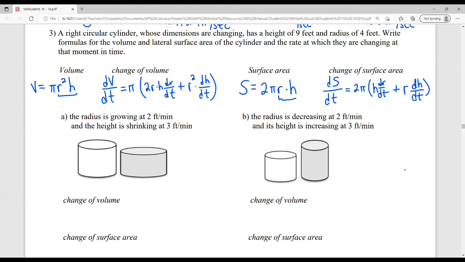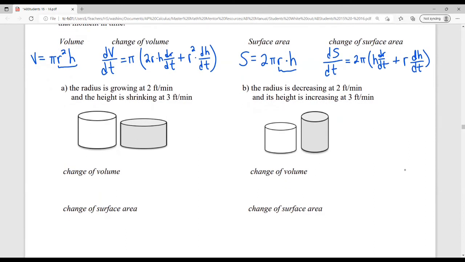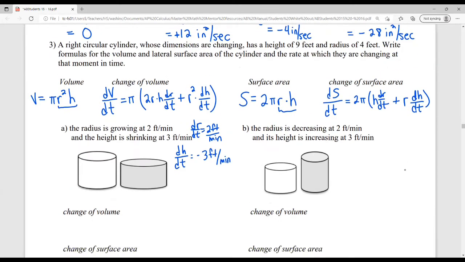Alrighty, so now we're going to use those formulas to figure out what's happening as the radius and the height are shrinking and growing. Part A says the radius is growing at 2 feet per minute, so dr/dt is equal to 2 feet per minute. And it says the height is shrinking, so dh/dt is -3 feet per minute. We're going to plug all of this into the formula. Remember, it told us at the beginning of the problem that it had a height of 9 feet and a radius of 4 feet. So we also know that r is equal to 4 feet and h is equal to 9 feet.